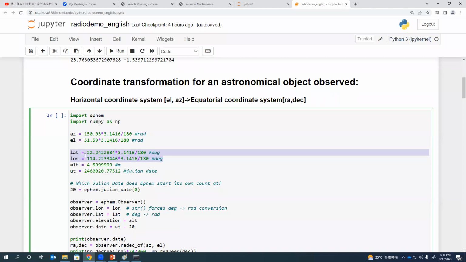For our Hong Kong, let's say the latitude is around 22.24 north, and longitude is 114 point something. And our telescope's height with respect to the water level, the so-called altitude, is around 4.6 meters. And the UT, this one is probably not today, but it doesn't matter, as a demonstration.